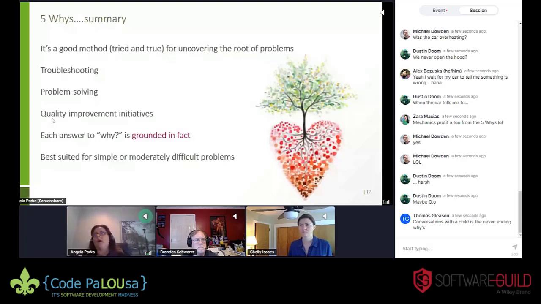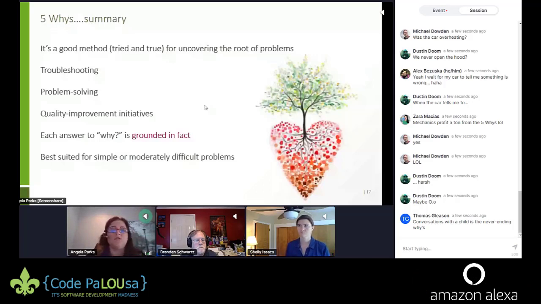So if you're thinking about why are we getting bugs? Why do we constantly do this? Let's take some time, because every one of those bugs is very costly to the company to fix and to go through other initiatives to take correction. So let's do things the right way and get some problems fixed so that we can be creative and create new things instead of constantly fixing things that are broken. And remember that each answer to the question why must be grounded in fact. So important. And it is best suited for simple or moderately difficult problems.